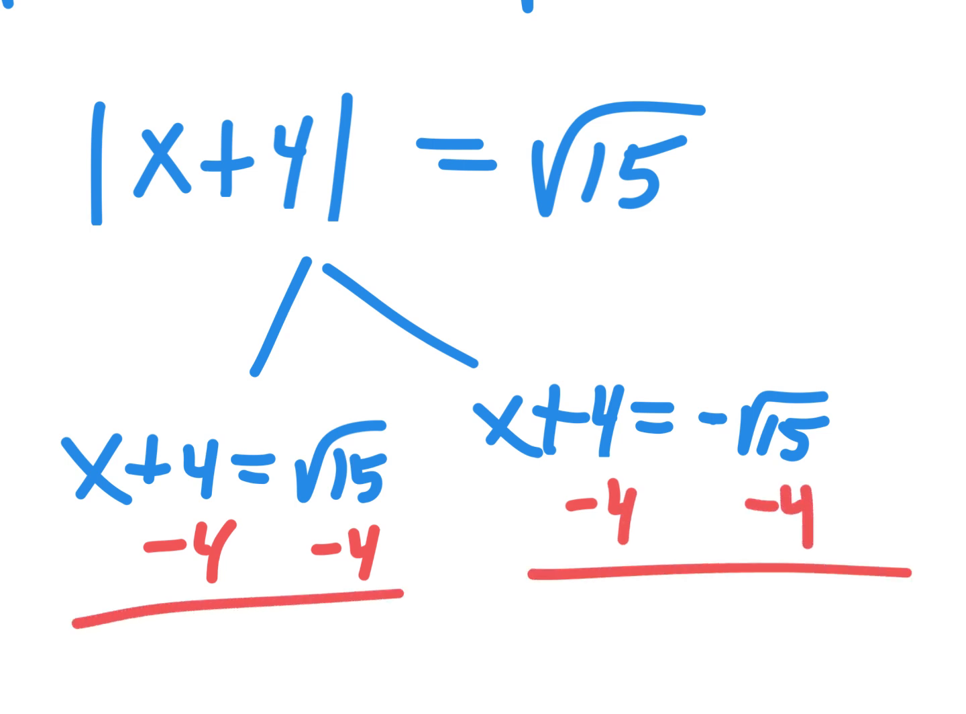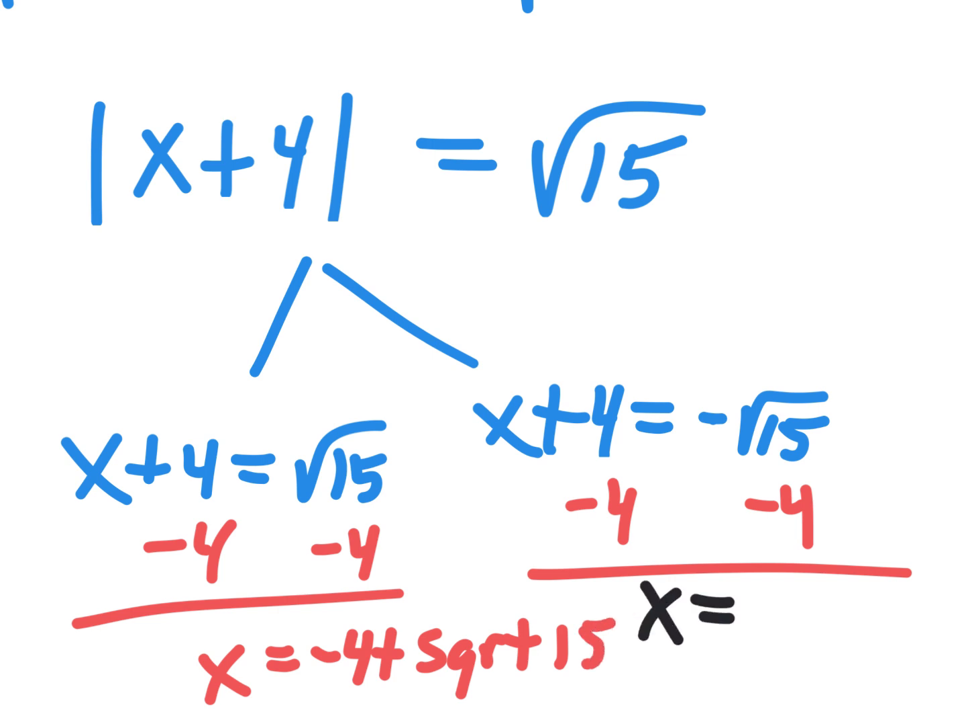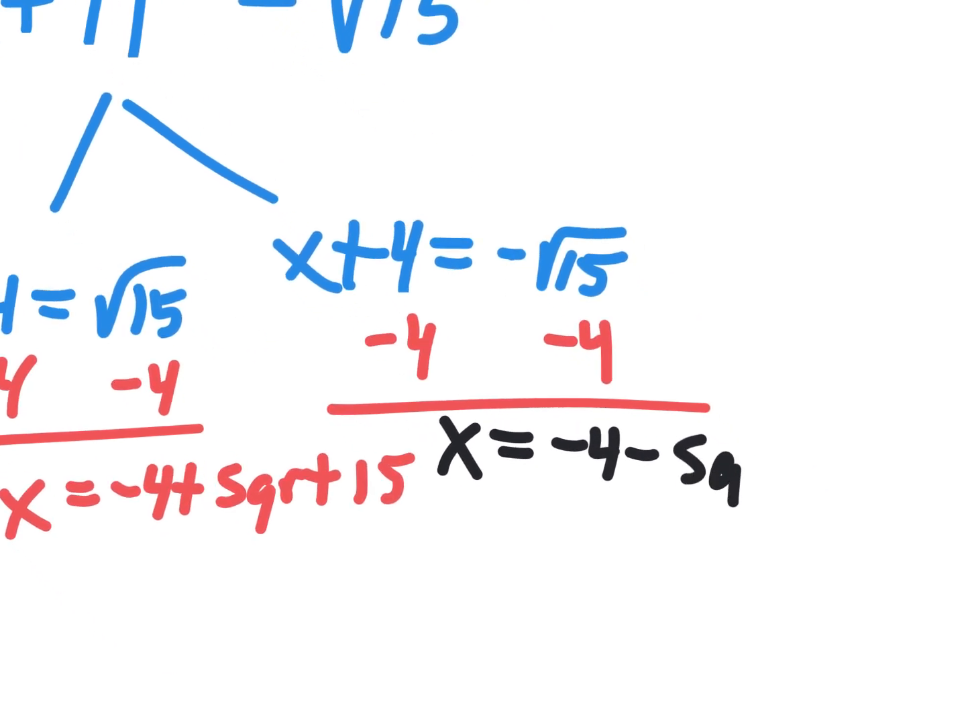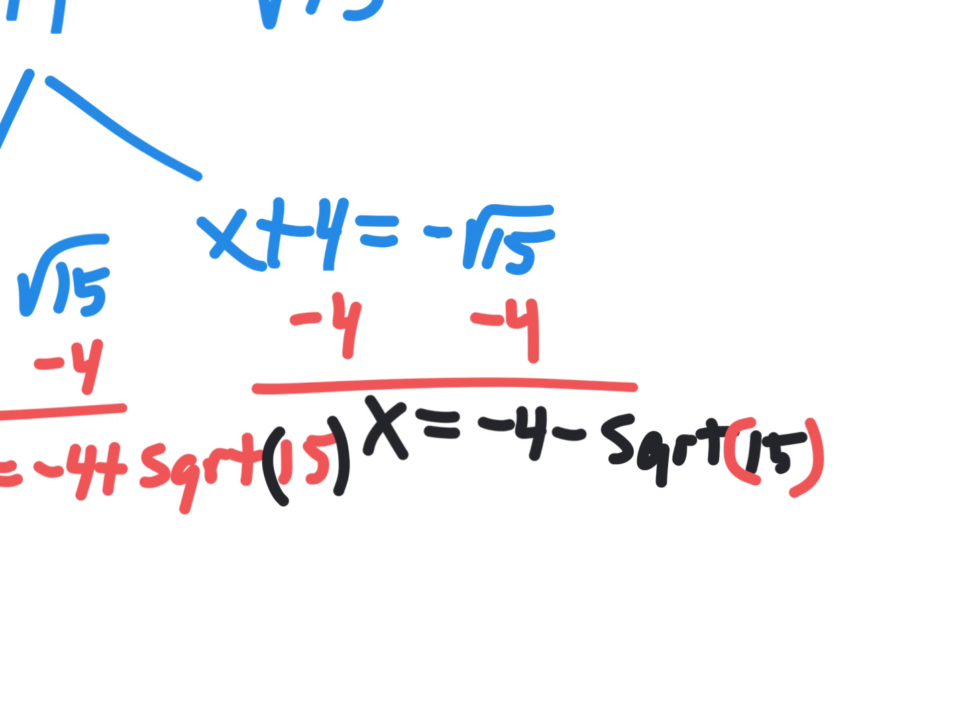You'll have two answers. x equals -4 plus the square root of 15. I'm writing it this way because when you have a Schoology quiz, that's how you'll have to type it. And x equals -4 minus SQRT 15. And I think they want a parenthesis too. I'm pretty sure it tells you in a little hint how to type it.